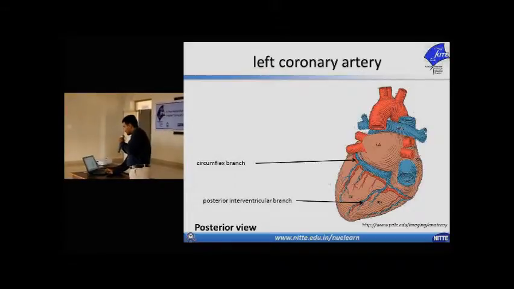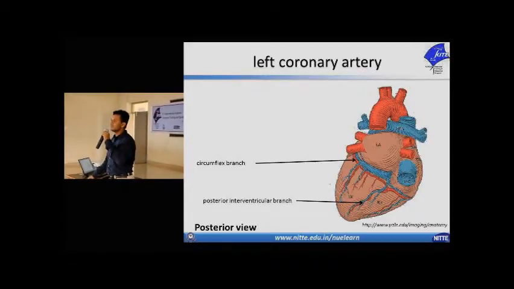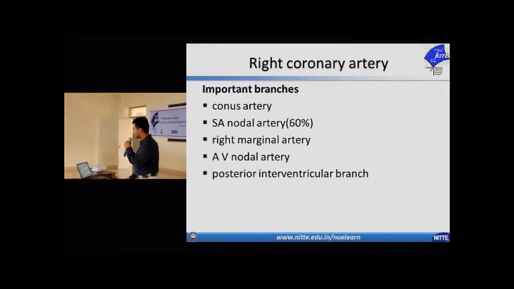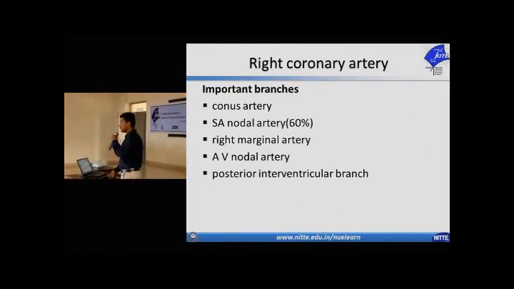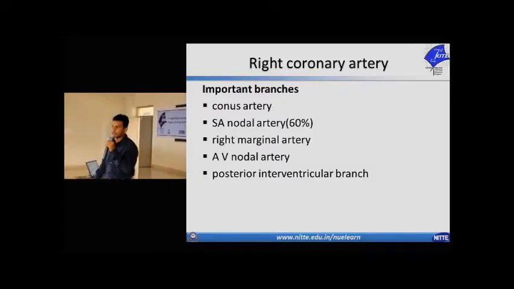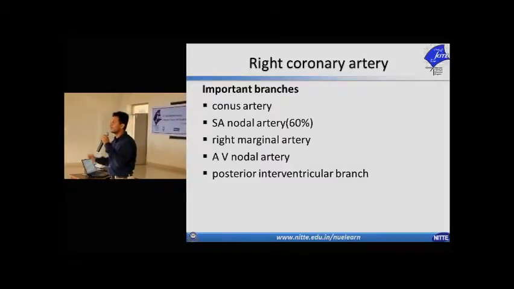Sometimes this circumflex branch continues in the posterior side as the interventricular branch. So coming to the right coronary artery, the most important branches: it runs in the anterior atrioventricular sulcus. So it runs between the atrium and the ventricle.